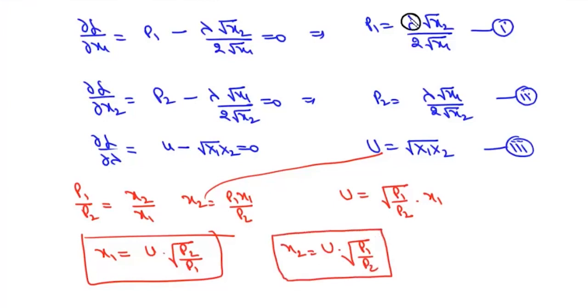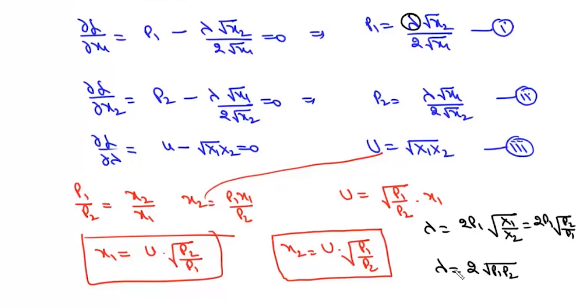Now we have to find the value of lambda. So basically we can write this lambda as 2p1 into under root of x1 upon x2. Now under root of x1 upon x2 will be under root p2 upon p1. So it will be twice p1 and under root p2 upon p1. So value of lambda will be 2 times under root p1 p2. So that is the value of Lagrangian multiplier.